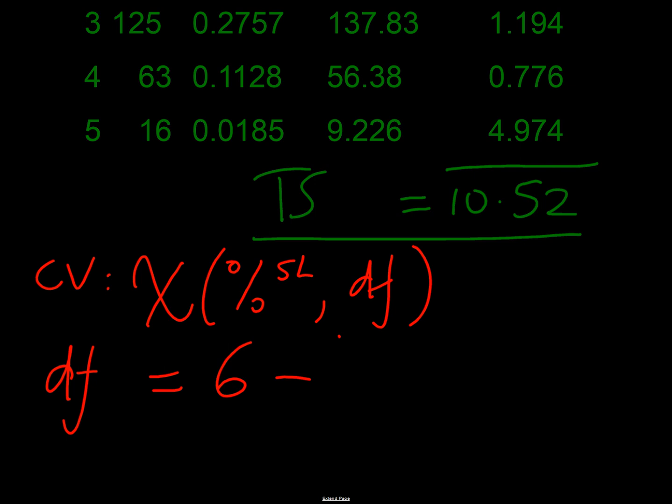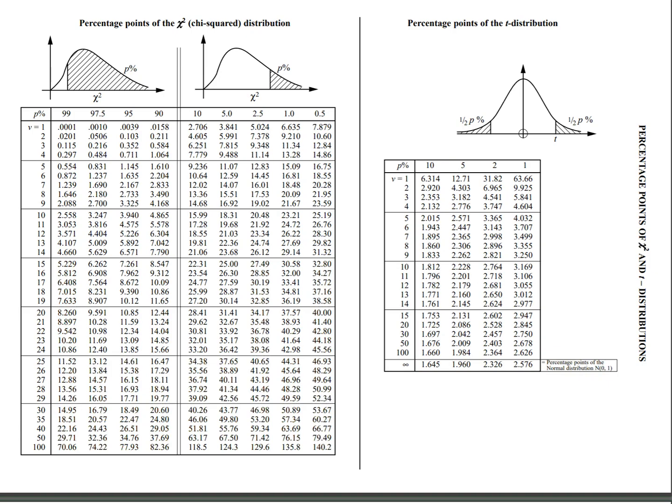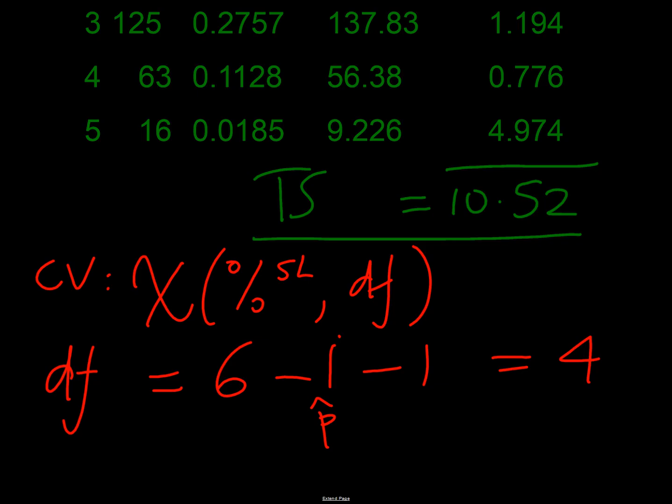How many parameters have I estimated? Well, I've estimated 1 because I had to go and find my p hat to do the calculation, and then I also lose a degree of freedom because I know there's 500 in my total. So my degrees of freedom here are 4, and with my significance level of 5% and degrees of freedom of 4, I can see that my critical value is 9.488.